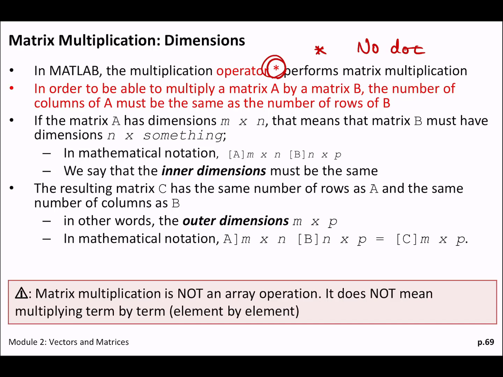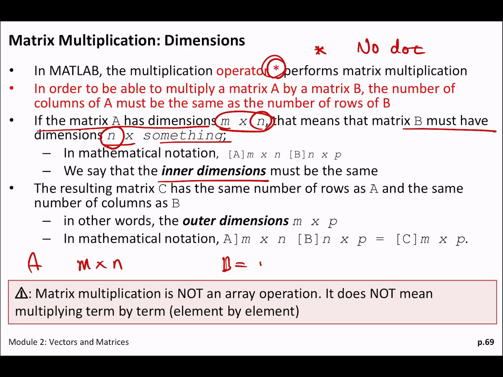But here, if matrix A has dimension m by n and B is n by something, this inner dimension should match to conduct this matrix operation. The outcome takes the outer dimensions. For instance, A is m by n and B is n by p. This inner dimension is a match, so the dimension of A multiplied by B is m by p. This is something that we already learned in the linear algebra course.